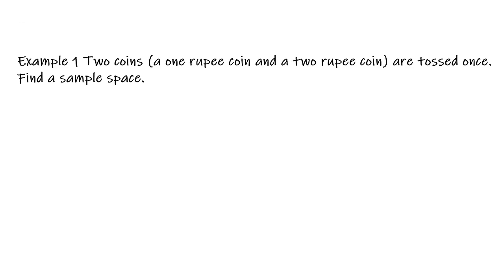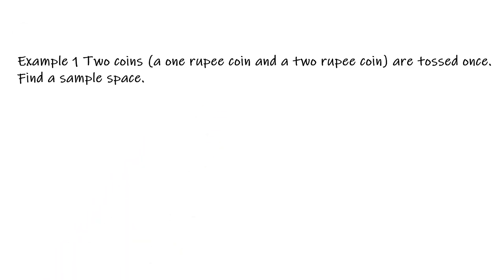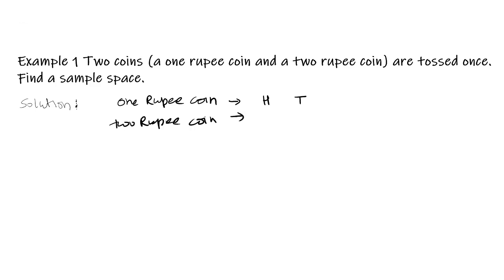Example 1: 2 coins, a 1 rupee coin and a 2 rupee coin, are tossed once. Find the sample space. Our solution for this is: the 1 rupee coin gives head or tail, and the 2 rupee coin gives head or tail.